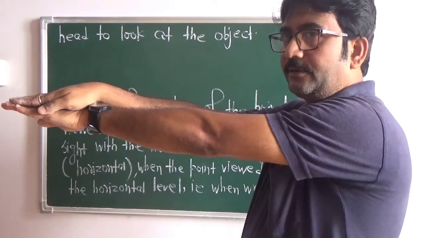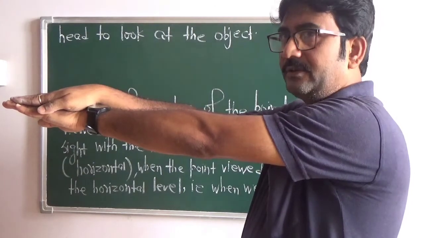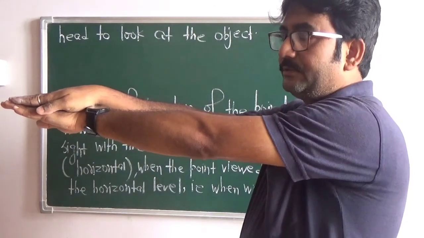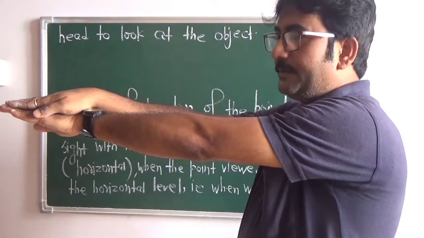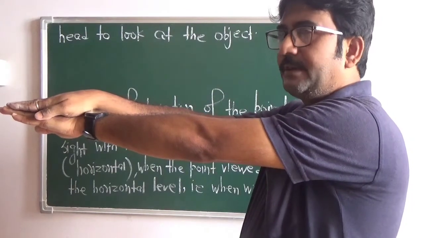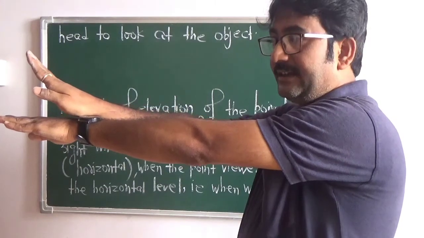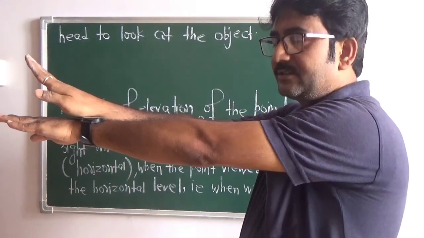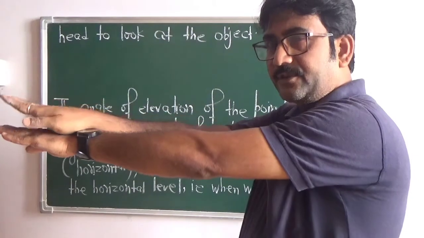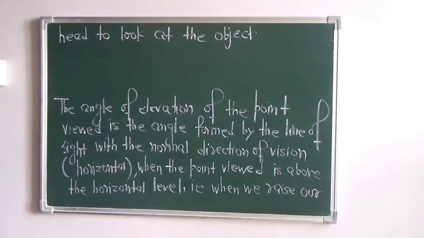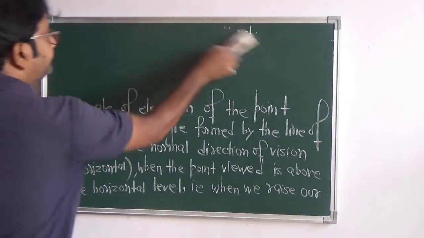So your head is normally like this, the eyes look in front, which is called the normal direction of vision. But when we look at an object which is above the horizontal, we need to raise our head in the upward direction, and then the angle that is formed is called the angle of elevation. Okay?